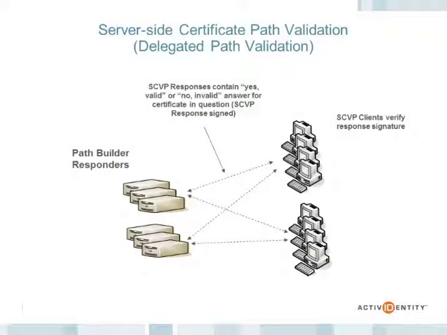The second option is to have the Path Builder responder both discover the path and validate it. We refer to this case as delegated path validation. Here, no path specifics will be reported because the responder is simply returning a valid or invalid response regarding the entity certificate we're asking about.